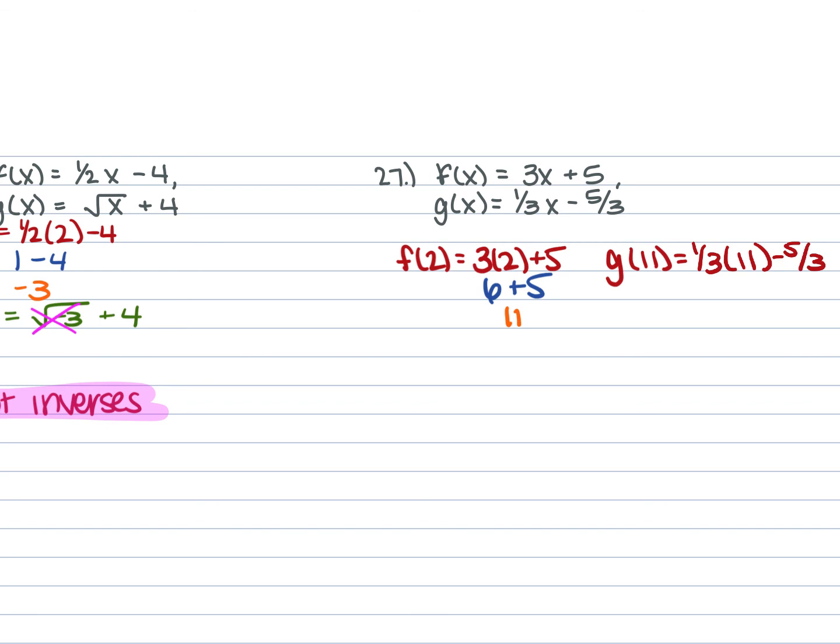The 1/3 times 11 is 11 over 3 minus 5 over 3. 11 minus 5 is 6 over 3, which is 2. You will see that that 2 is what you plugged in for x in f of x. The 11 is what you plugged in for x in g of x. So we are good. These two are inverses of one another.